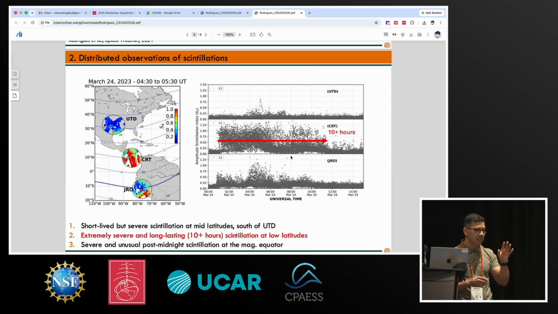The third point is the bottom panel here, that is the scintillation at Jicamarca. Jicamarca is located at the magnetic equator, where you expect the scintillation to be weak because of the fountain effect and the low densities. Not only do you see strong scintillation at Jicamarca as well, you see very severe scintillation in the post-midnight sector where you expect the densities to be even lower. So this is an extreme event that is associated with one of those super EPBs.